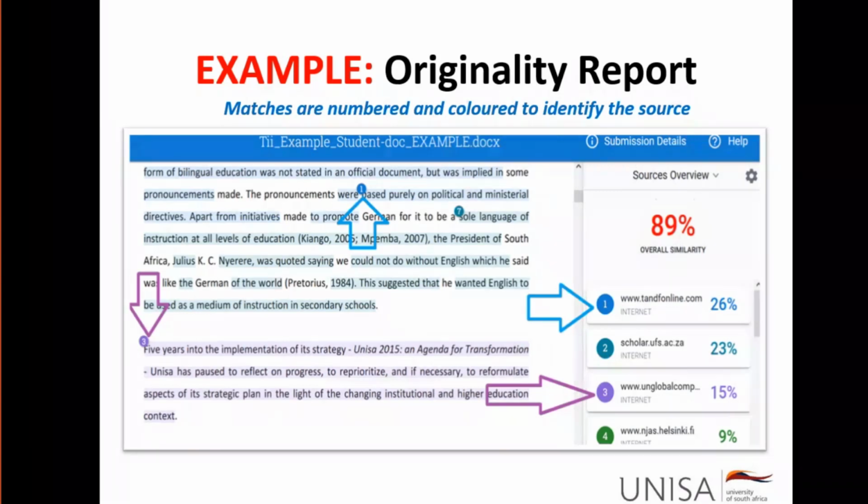We can even see the 23, the 15, my number four that peeks in there is 9%. All of that is too much. Each of them needs to be less than 5%.